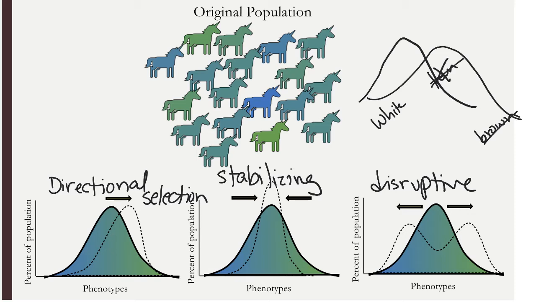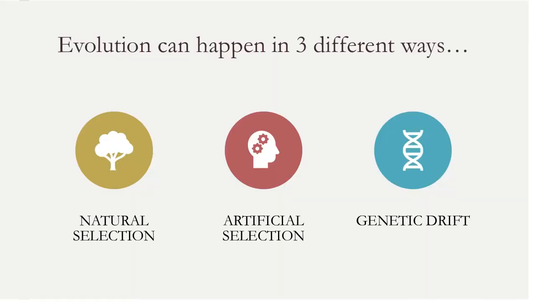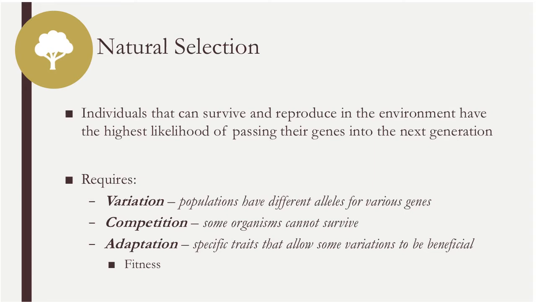Dead tan mice. So this is going to be your example of disruptive selection, where the two extremes become more common and the one in the middle becomes the least common. So we can start looking now at how evolution happens. We know how to tell if it happened, but we've got to talk about 3 mechanisms that cause evolution, and they are natural selection, artificial selection, and genetic drift. Okay? We're going to start out by talking about natural selection.